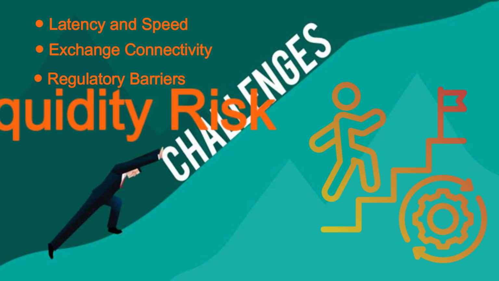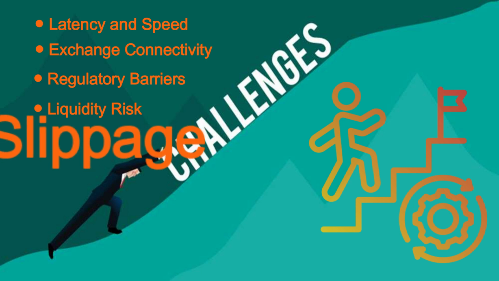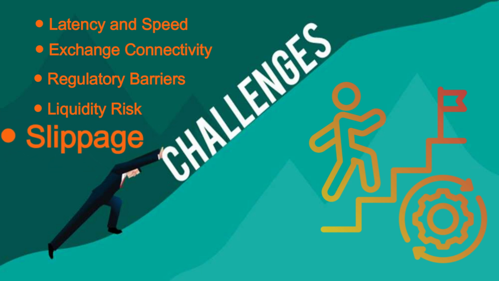Now the fourth one is liquidity risk. If there is insufficient liquidity on one side of the trade, you may only partially fill your order. So the worst case is that you can fail to hedge it, and this can expose you to significant directional risk. Now the fifth one is slippage and execution risk. Price may move between the time you detect an arbitrage and the time you execute. So slippage reduces profitability or maybe causes a loss.